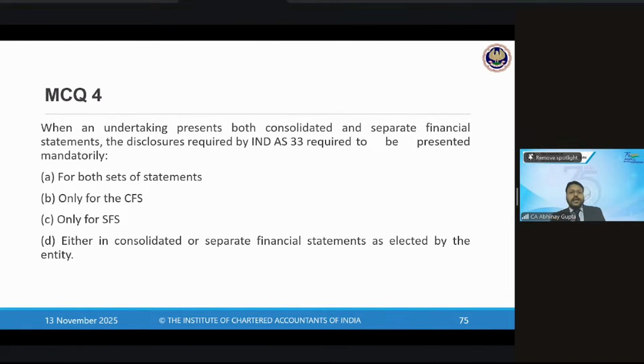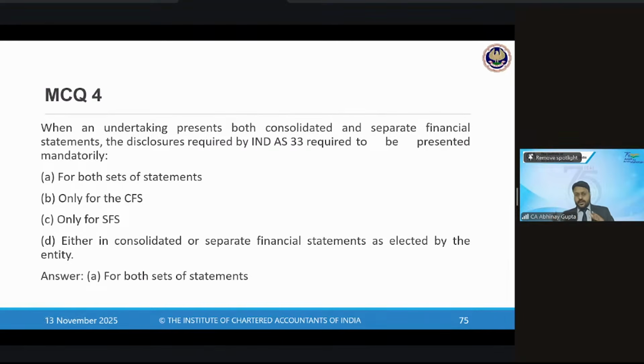Correct. When an undertaking presents both consolidated and separate financial statements, the disclosure required by Ind AS 33 is required to be presented mandatorily for both sets of statements, only for consolidated, only for separate, or either in consolidated or separate, elected by the entity. Both. For both sets of statements, right?